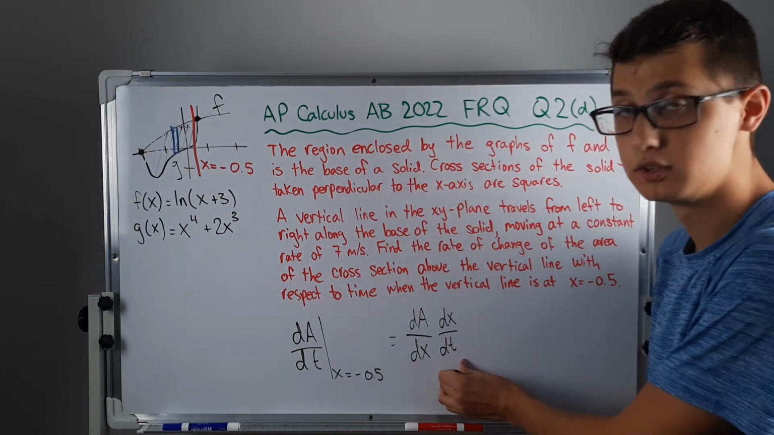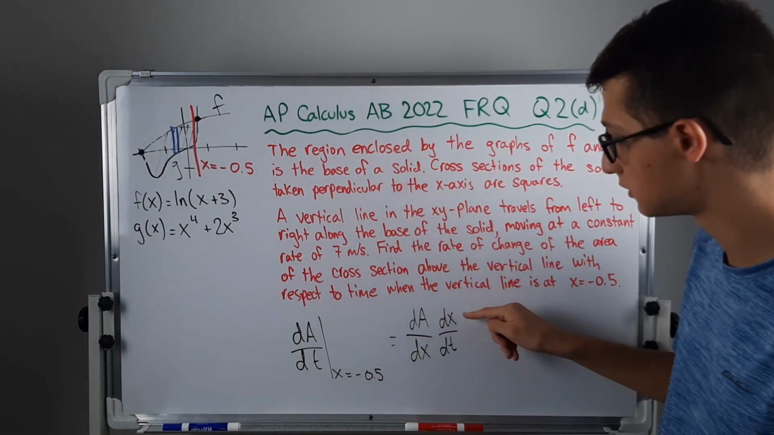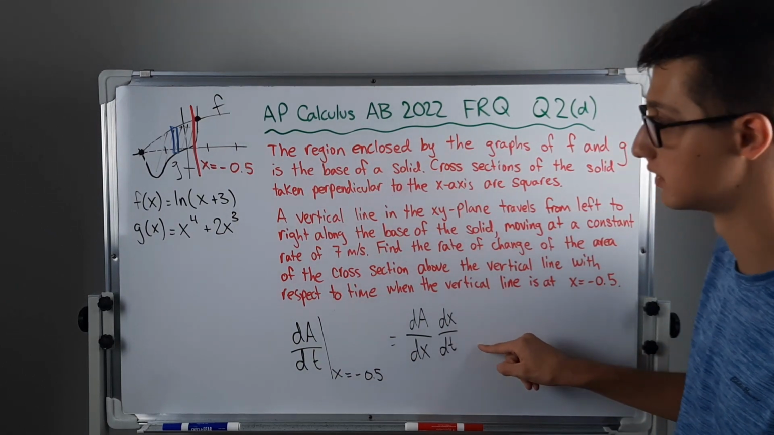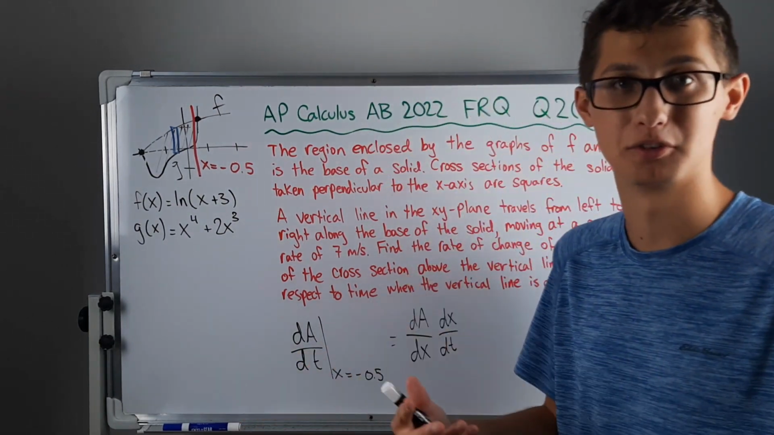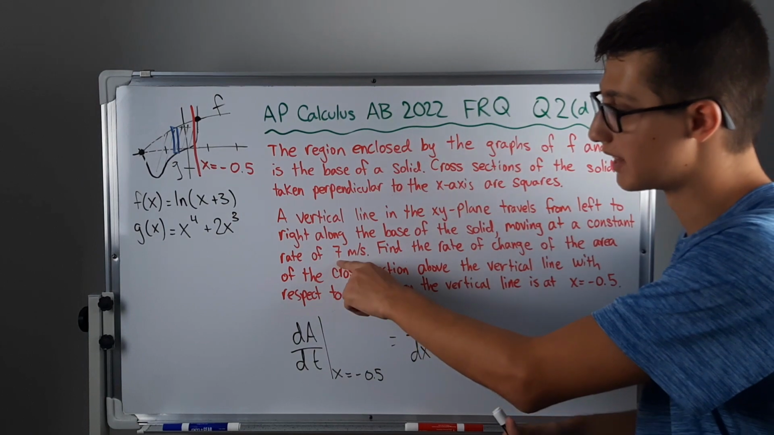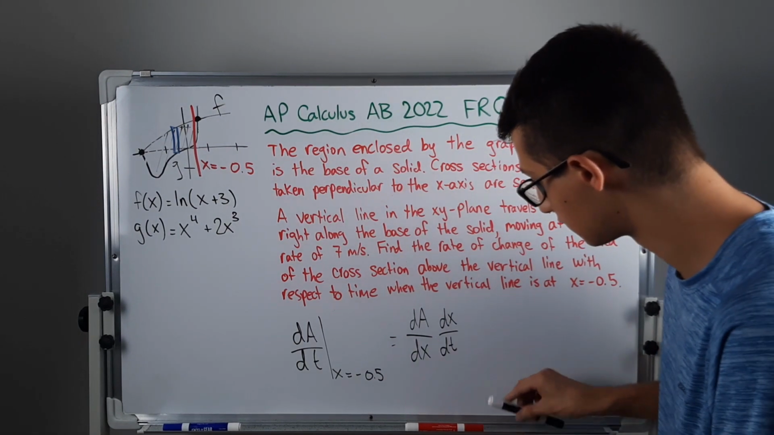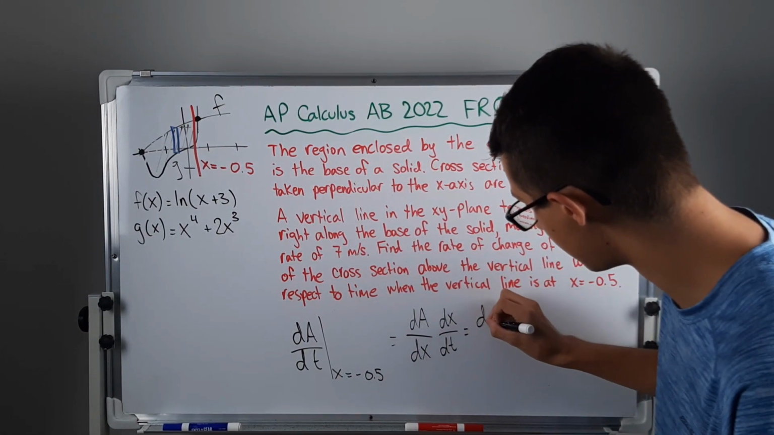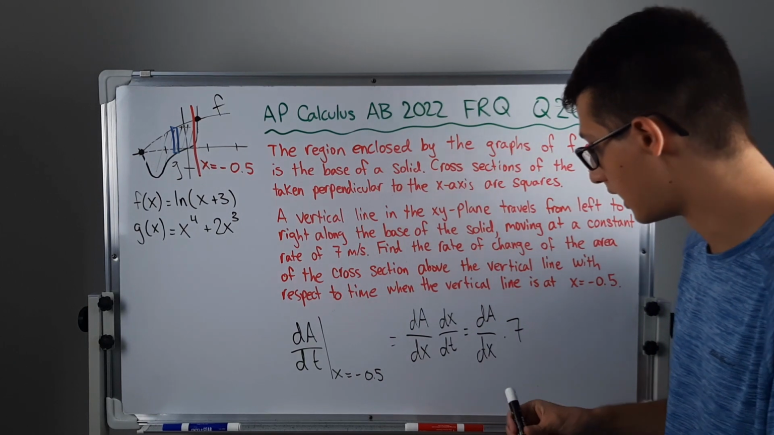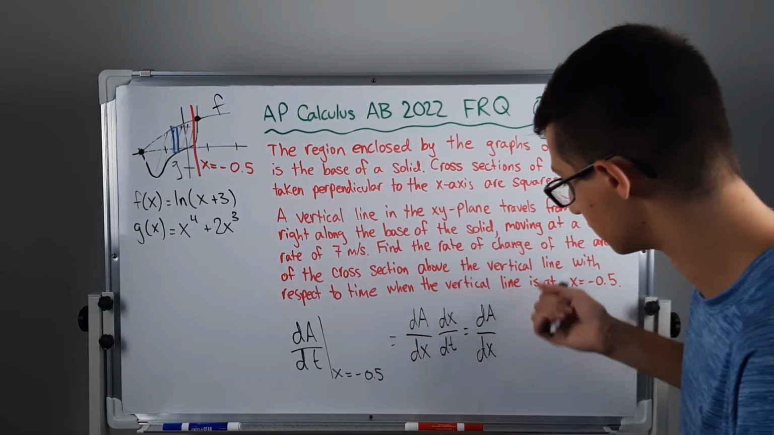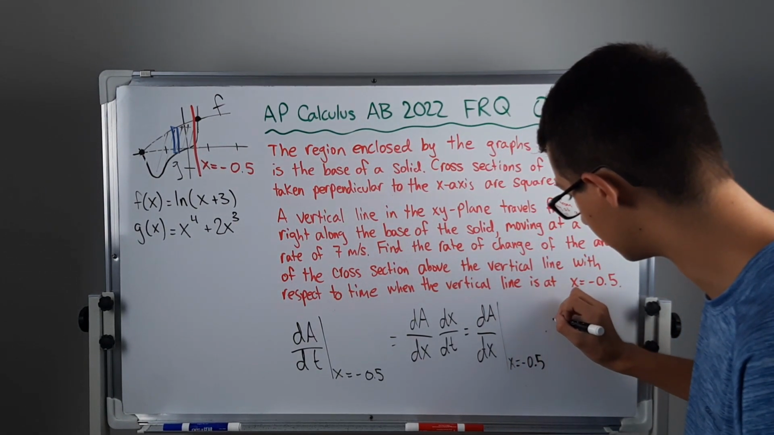And this is good too, because we do know dx over dt. Dx over dt, what do you think it means? If you think about it, it is the rate of change of position with respect to time. So that's kind of velocity, right? Change of position, so how much you change position with respect to time. So that's velocity. And we know that that's 7, right? So it moves at a constant rate of 7 meters per second. So this is 7. So let me just say this is equal to dA over dx times 7. We still need to find the derivative at negative 0.5, and then we multiply that by 7.